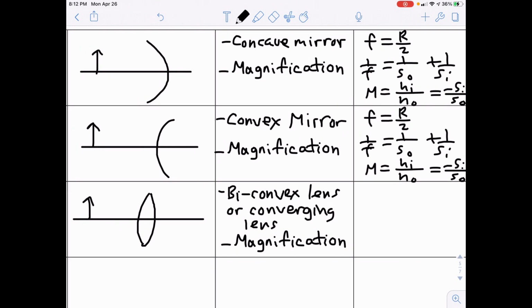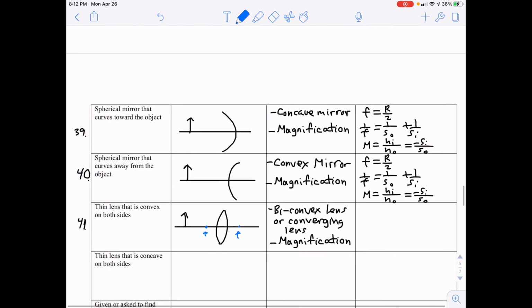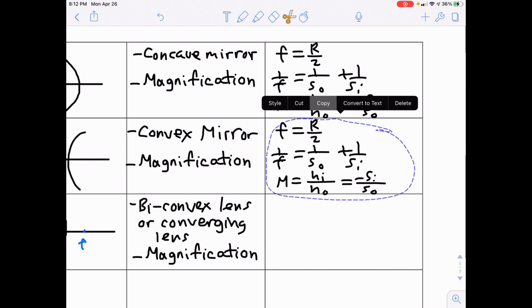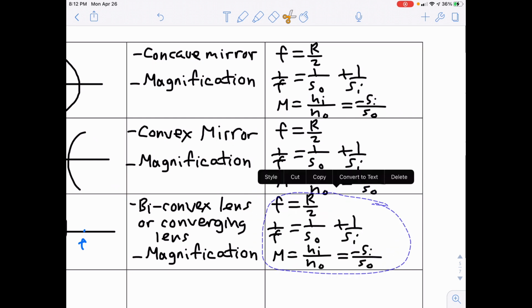But why is it called a converging lens? Well, it's because if we have parallel rays of light, lenses have two focal points, one on either side. And if we have parallel rays of light, they're going to all converge through that far side focal point. And it doesn't matter if the rays of light are coming from the left or from the right. And again, we're using the same mirror lens equation and same equation for magnification.